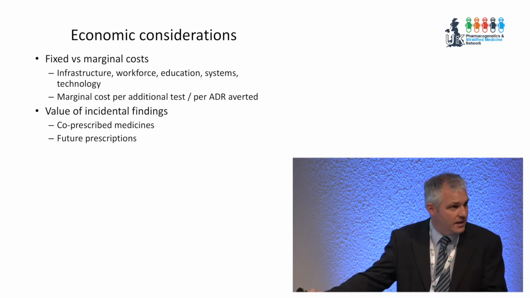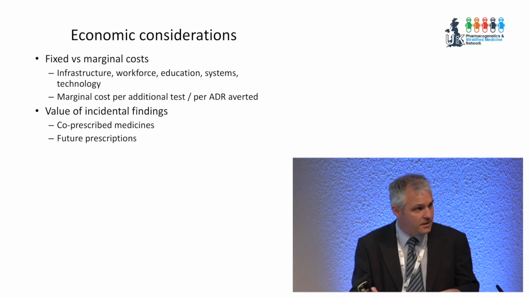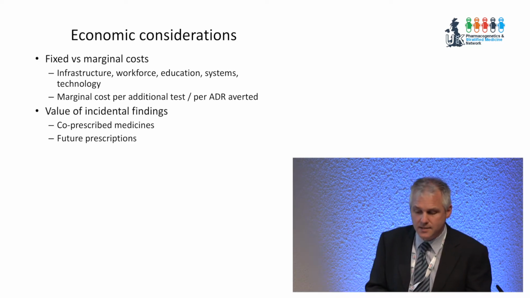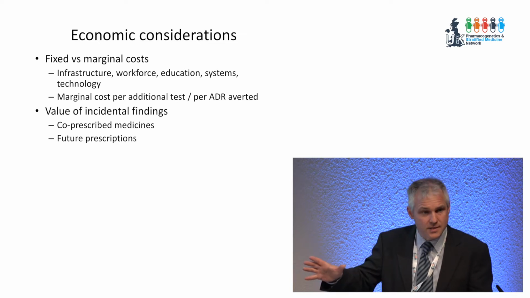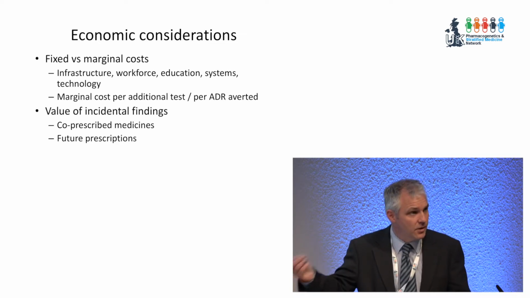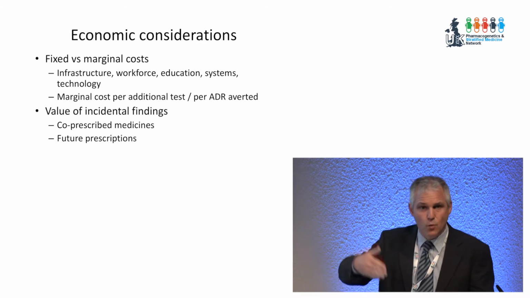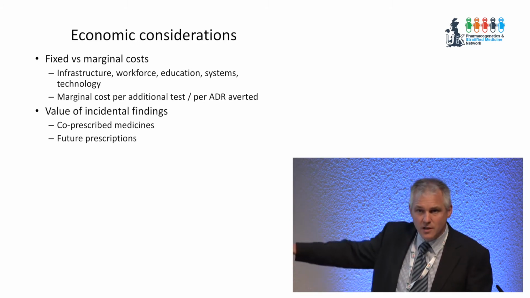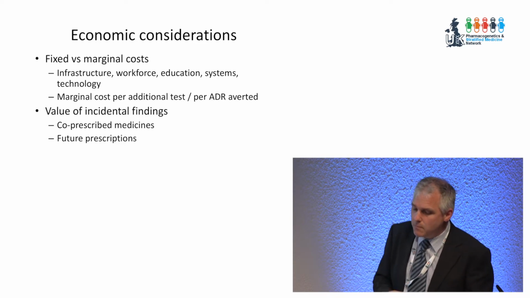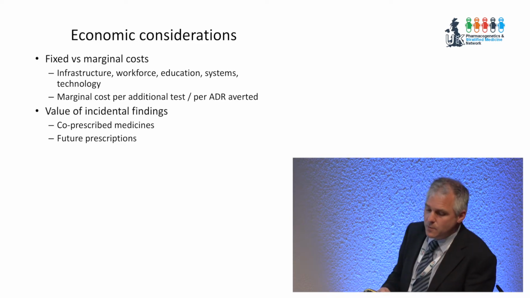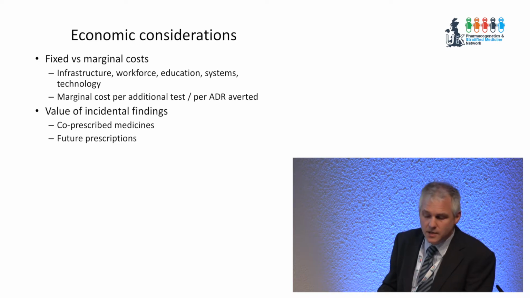It's a long list of things that need to be in place before we just assess the marginal cost of testing. The analyses I've presented so far relate to the marginal cost. So it's how much does it cost for that one additional patient, assuming the infrastructure and everything else is in place. Marginal costs are useful to determine the cost effectiveness of medicines, of tests, etc. But clearly the fixed cost is an important consideration.